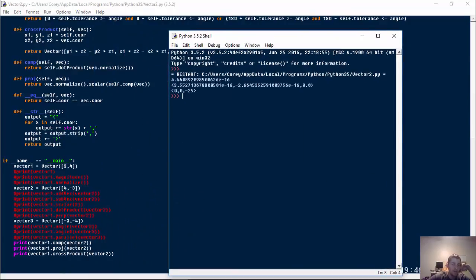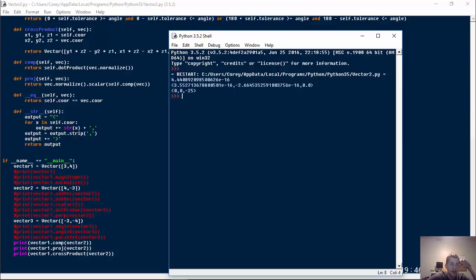So cross product: if I cross product two guys that are only in the x and y direction, it'll give me a vector perpendicular to both of them. The only way I can get a vector perpendicular to both of them, in this case, is if I have a guy in z, which is what we get.